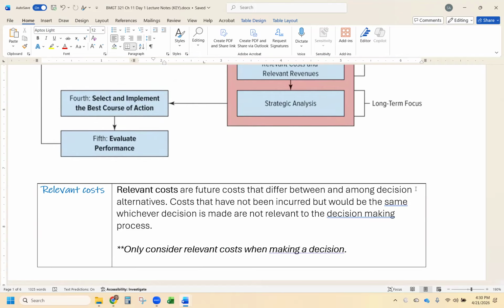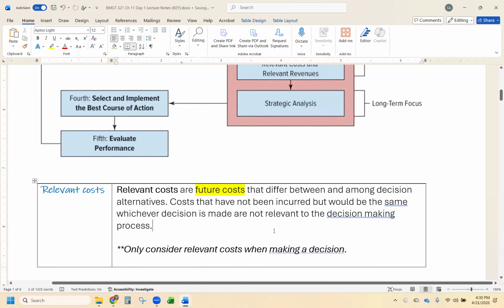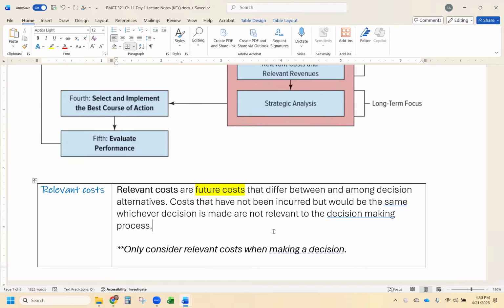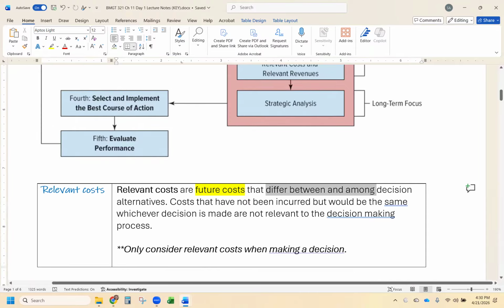Relevant costs. Okay, they have to be in the future. So it has to be money that we're going to spend in the future. If we already spent the money, then it's not relevant to decisions in the future. And that's because the relevant costs have to differ between the alternatives. If we already spent the money, then it's the same for both alternatives.